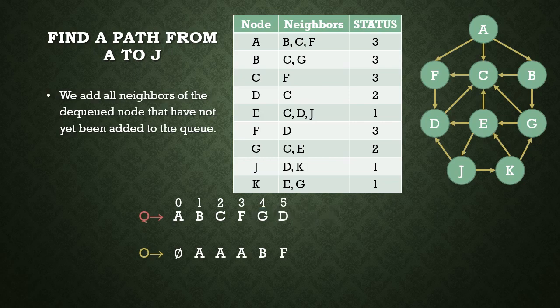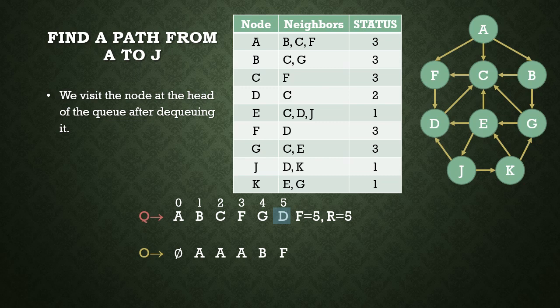We now add neighbors of F that have not yet been queued. F has one neighbor, D, so the status variable of D is changed to 2. D is added to the queue. The queue now exists from G to D. For D, the corresponding entry in O is F because it was enqueued after the dequeuing of F.